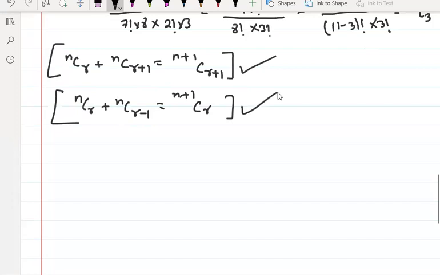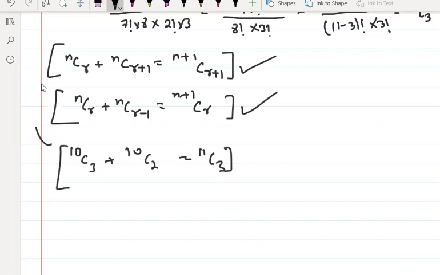Okay, just think about the concept, right? Because see this, now see this: 10C3 plus 10C2 is equal to 11C3, right? This is correct for this formula also as well as this formula also, right everyone? Got it? Got these two formulas?